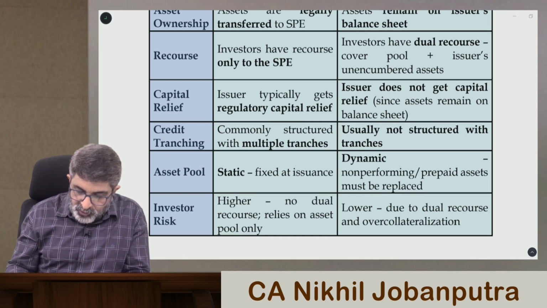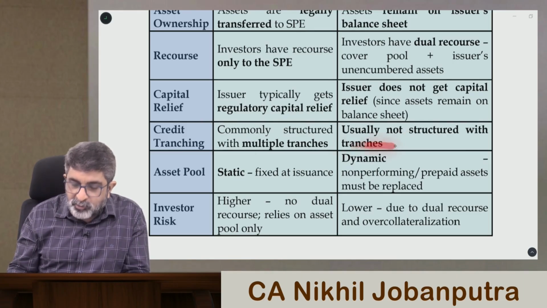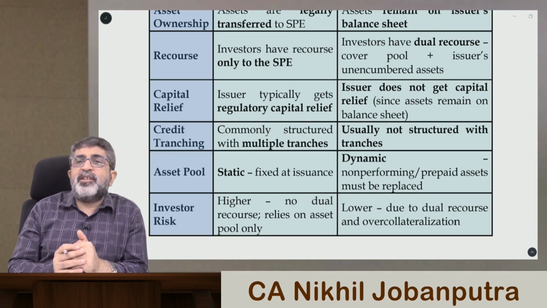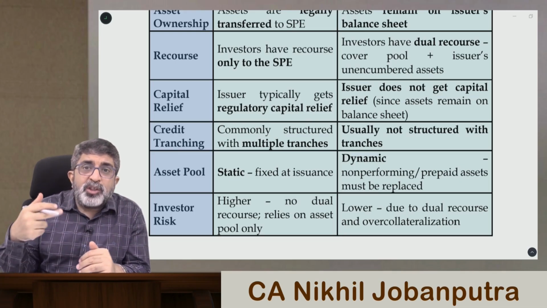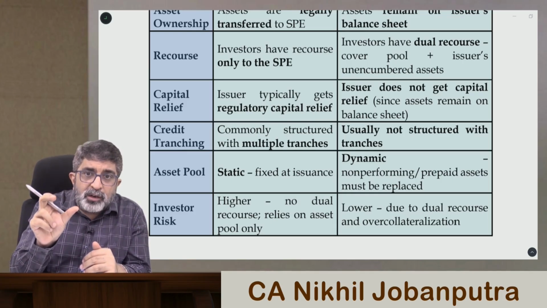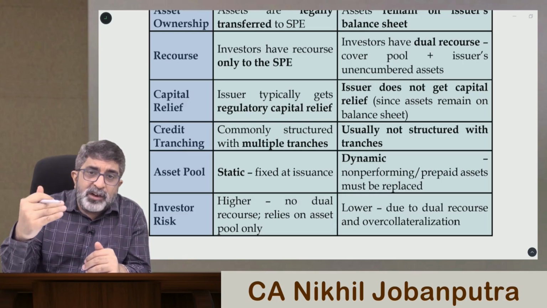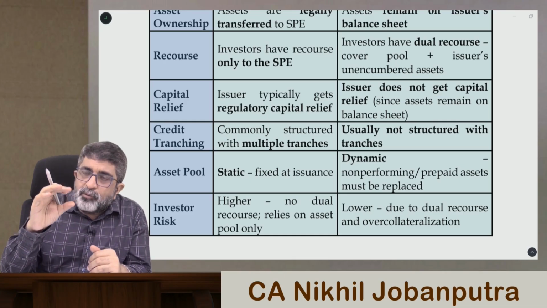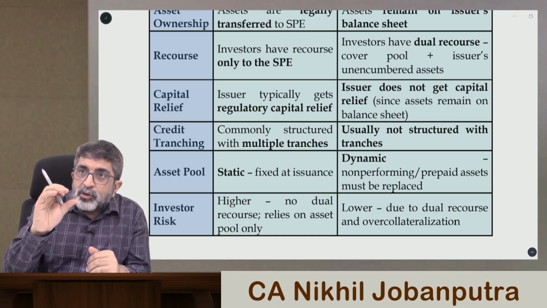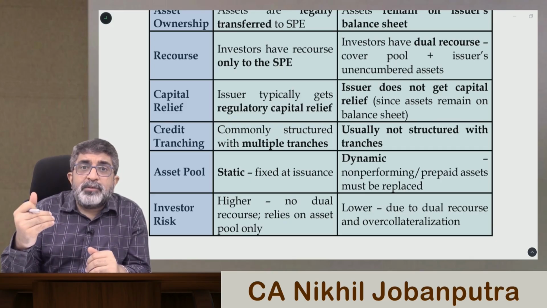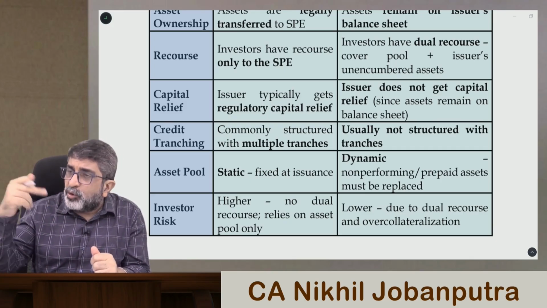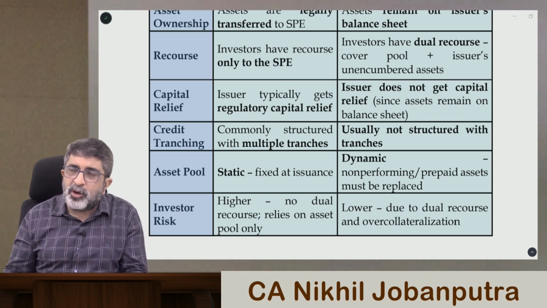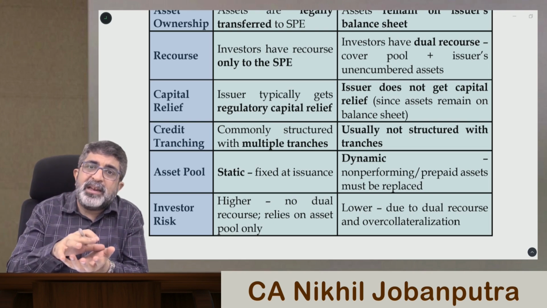Credit tranching: securitization is commonly structured with multiple tranches, while covered bonds are usually not structured with tranches. We have seen in the process of securitization that you make various tranches depending upon the credit quality of that particular security. So you may have that tranching happening in case of asset-backed securities. Those tranches are not classified in covered bonds because all covered bonds are of the same type.